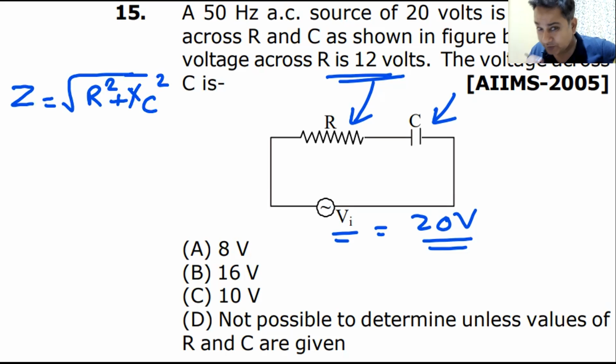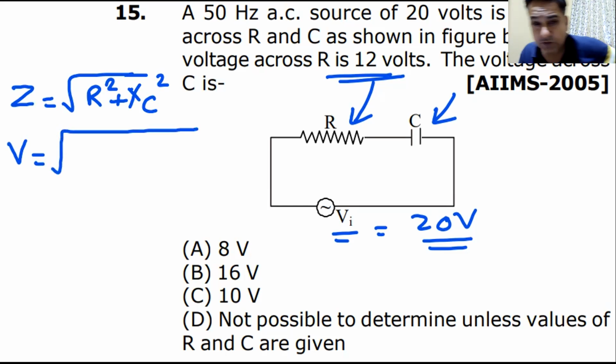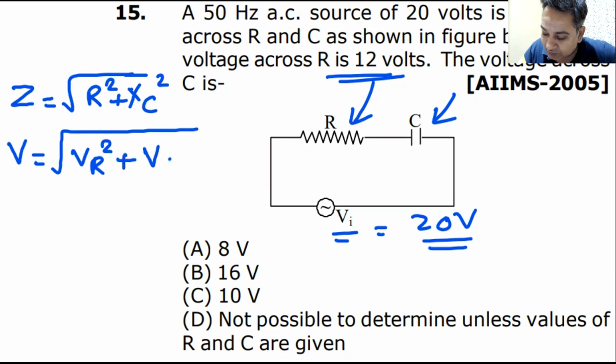Now, similar to this formula, I can write another formula. Total voltage V will be equal to root over what? Now, you can't speak, so there is no mic. So, I'll speak on behalf of you. Z is equal to root over R square plus XC square. On similar note, V will be equal to root over VR square plus VC square.